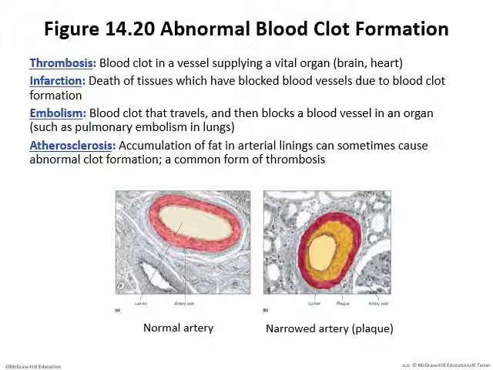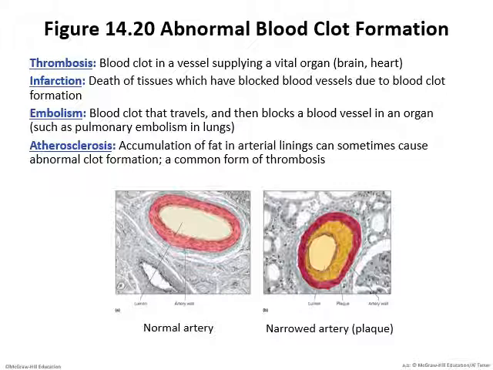An embolism can be a blood clot that travels and then blocks a blood vessel in an organ, away from where it was created. So the best example is a pulmonary embolism. So if someone has a DVT, deep vein thrombosis, if it breaks off, the first area it typically tends to get stuck in is the lungs.